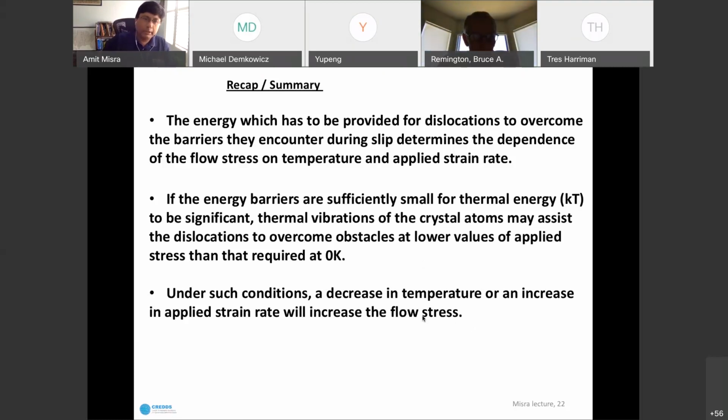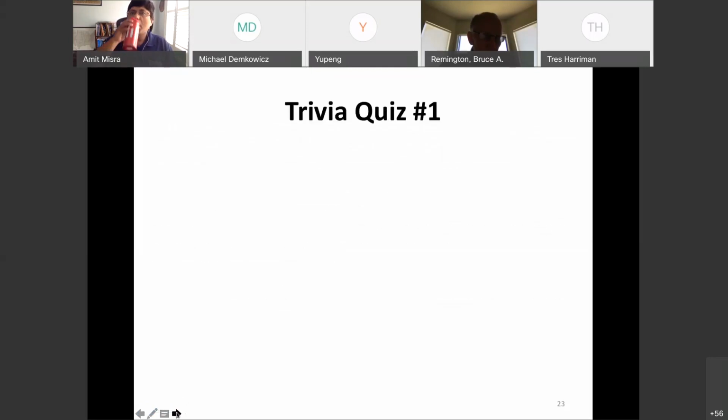And now we can begin to apply and say, okay, how are we going to measure activation volume, and how do we make sense of what we measure? So at this stage, we will take a quick pause.